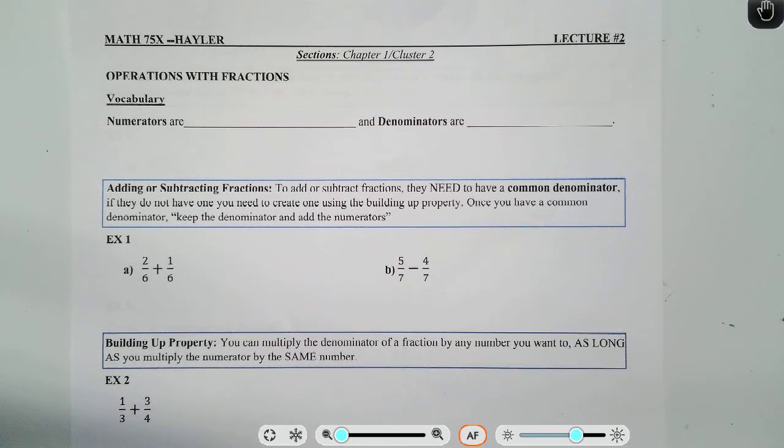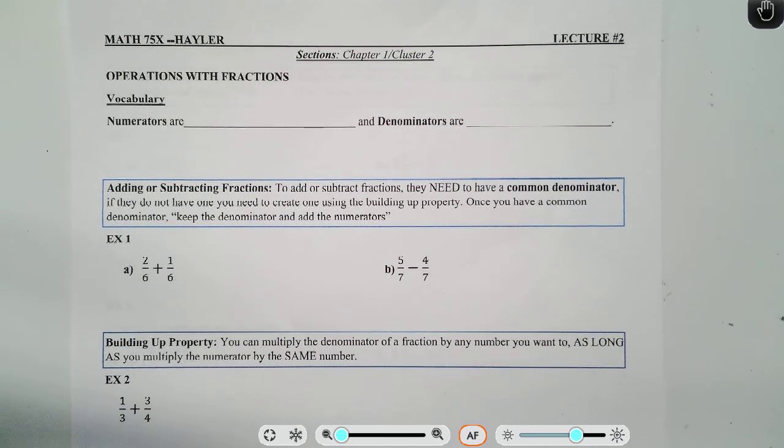Welcome to Chapter 1, Cluster 2, Lecture number 2. So, we're taking a look at operations with fractions. Okay, so some vocabulary in case you need a reminder here.